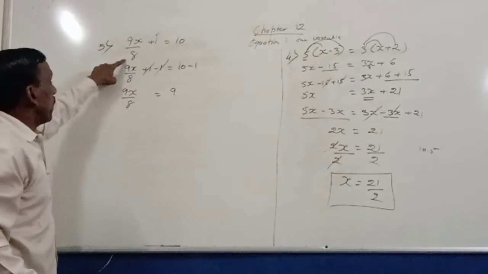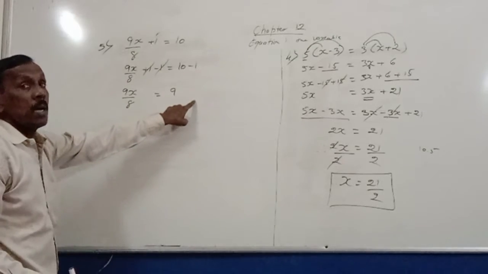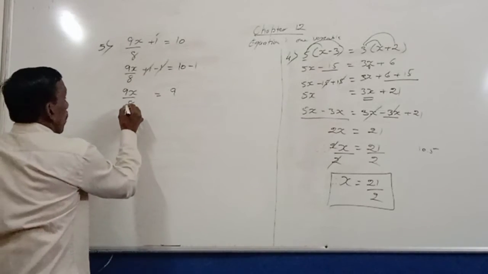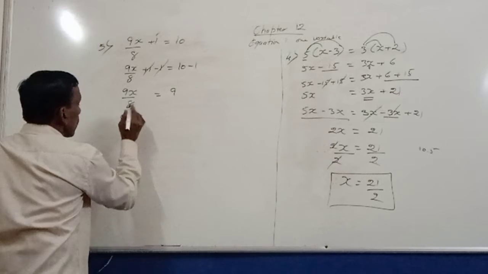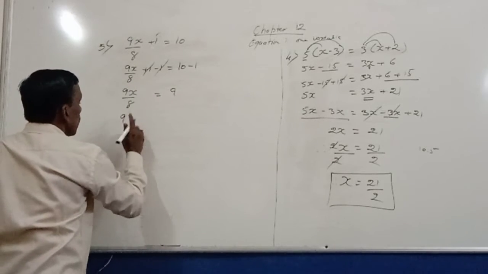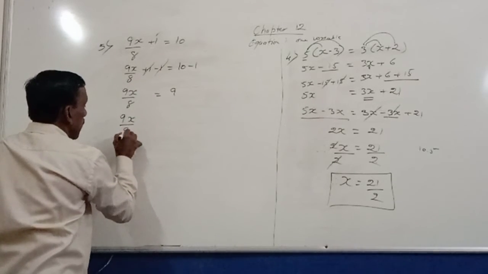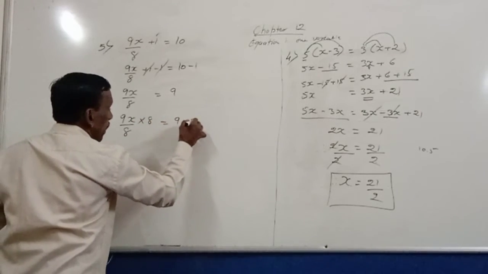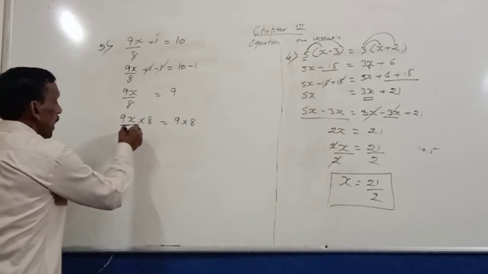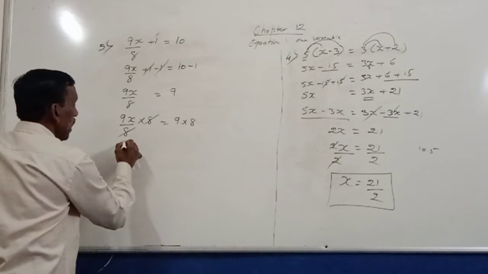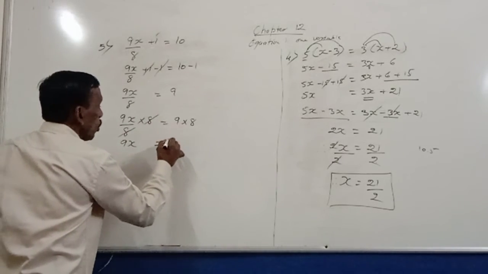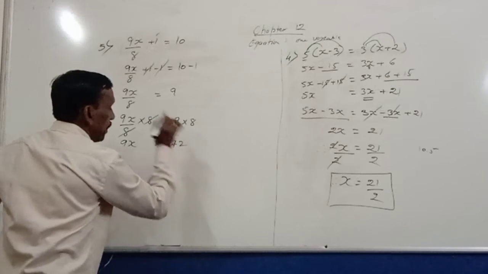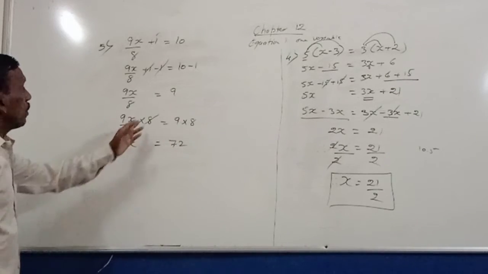When you divide, what do you have to do here? Multiplication. Now what will you do? 9x upon 8 is a divide, so I will do multiplication here. Same like this, here also I will do the multiplication. So this 8 cancels. What is remaining here? 9x is equal to 72. 9 eights are 72. Now this is also removed.